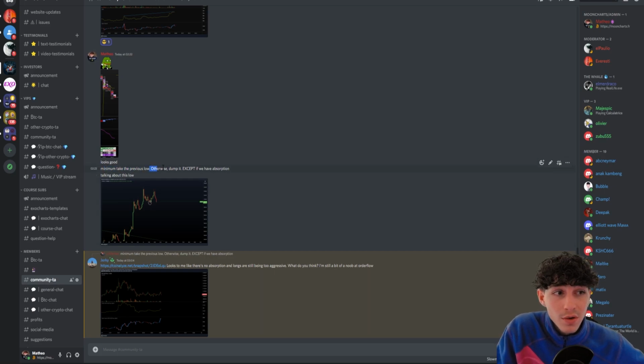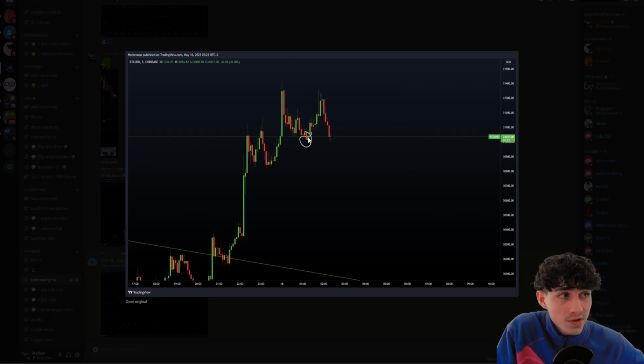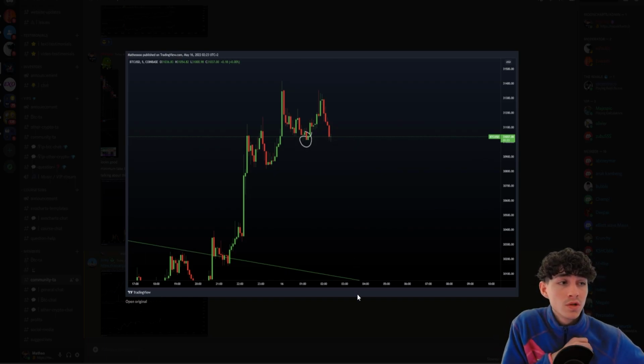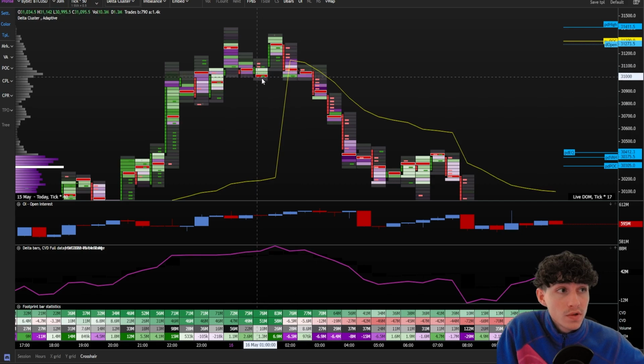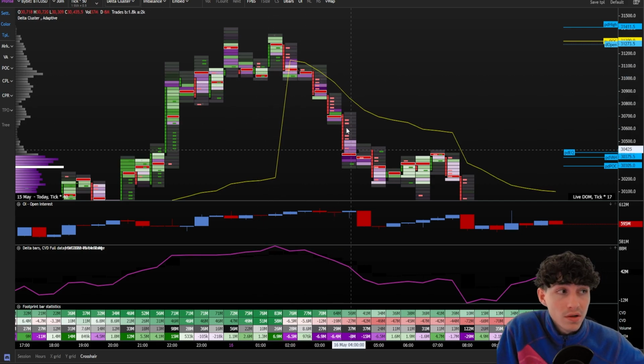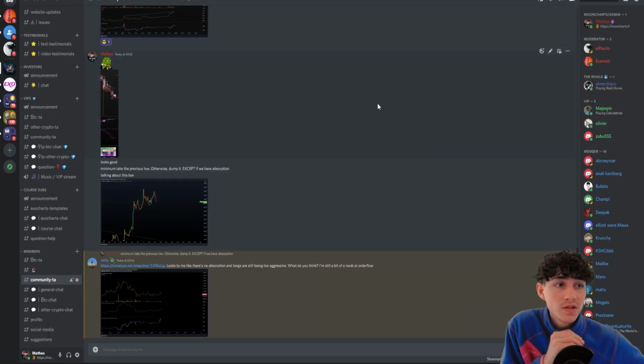Minimum takes it pretty slow, otherwise dump it, except if you have absorption. This is simple as that. So minimum takes it pretty slow, otherwise continuation of the move. If we do not get a continuation of the move, we expect to get absorption. If we do not have absorption on the lows here, we just take the price low or dump it. And we just did not take the price low here, we just dumped it clearly. So it's simple as that. It's really step by step. With the data you have, you know what's going to happen.